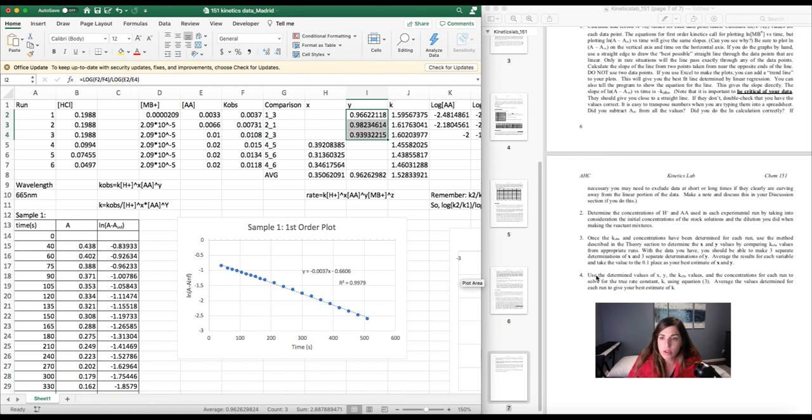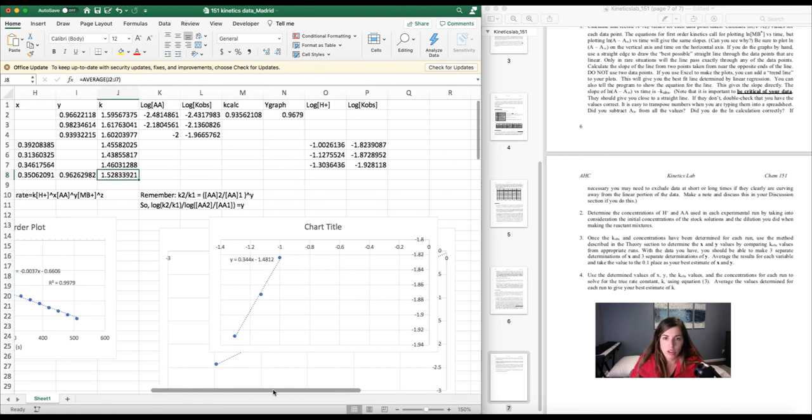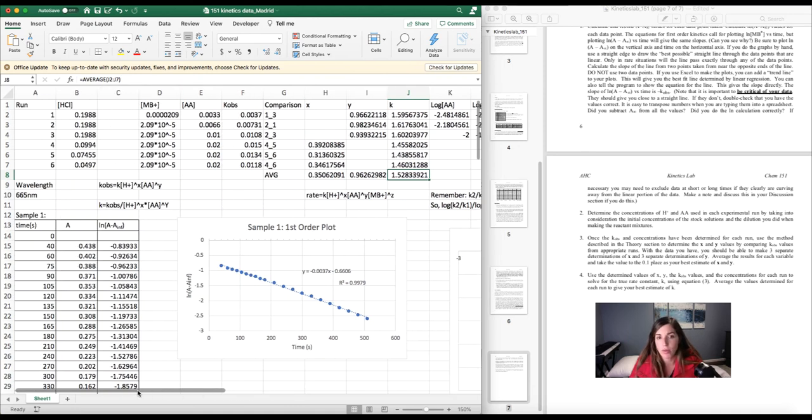Okay, and then 4, use the determined values of X, Y, and K observed and the concentrations to solve for the true rate constant. Average the values determined for each to give your best estimate of K. And so this is my average for K. Now, you see other stuff over here. I was doing additional calculations to plot some other stuff and use a graphical method to determine what the orders of each of my reactants were. You don't have to do that. You just have to do what's in the calculation section.